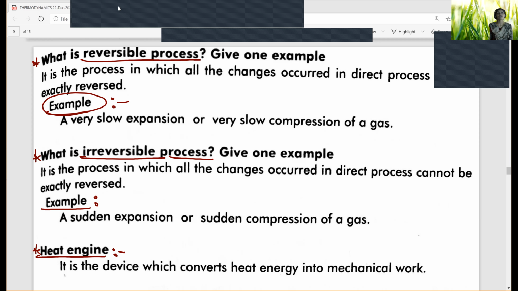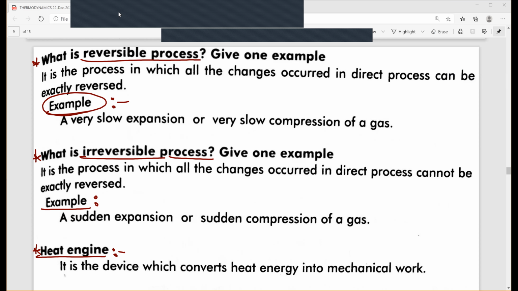And next we shall see what is the meaning of heat engine. That is one of the devices that converts heat energy into mechanical work, so we call it a heat engine. So that is one of the devices in which heat energy is used in order to convert into mechanical work. That is the meaning of heat engine.